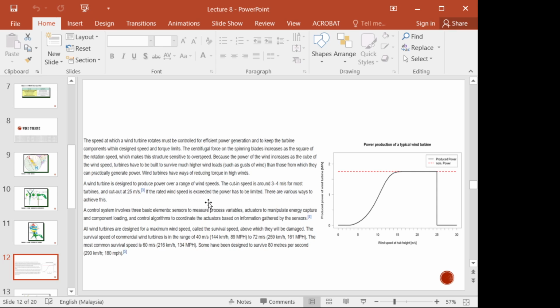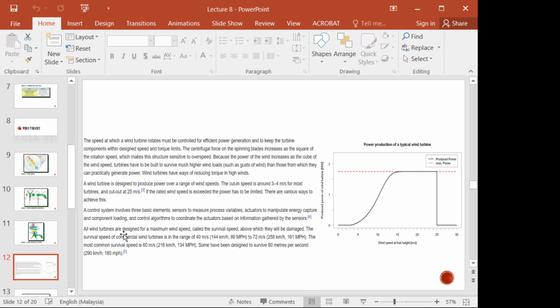So there is a control system in the wind turbine, and there are 3 basic elements: sensors to measure process variables, actuators to manipulate energy capture and component loading, and control algorithms to coordinate the actuators based on information gathered by the sensors.